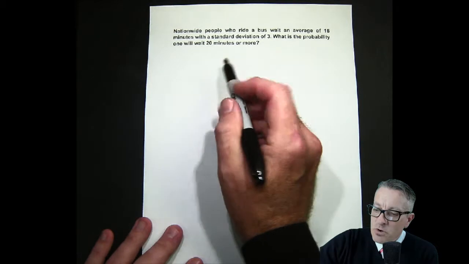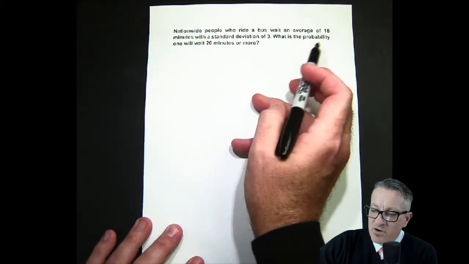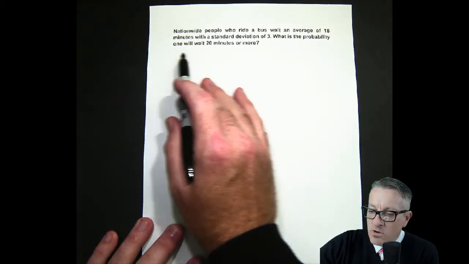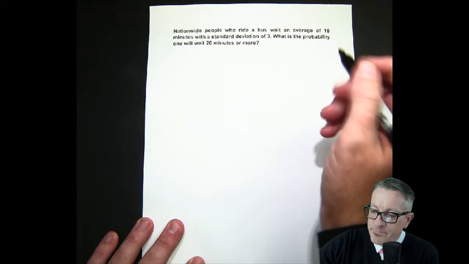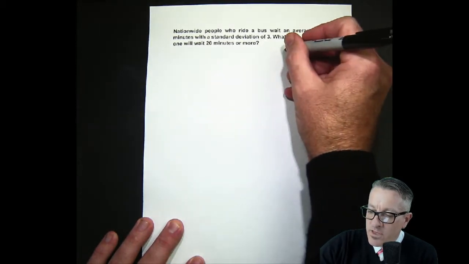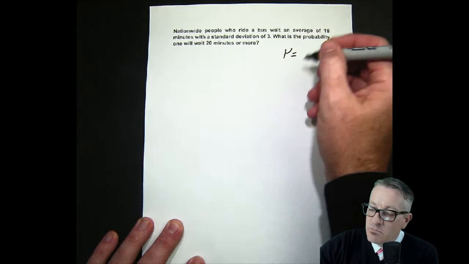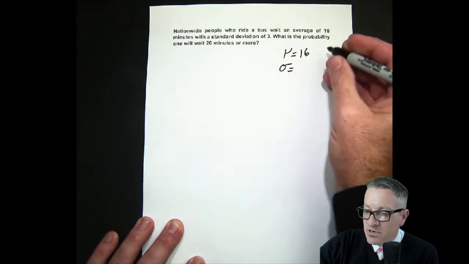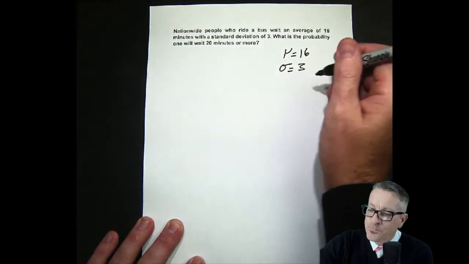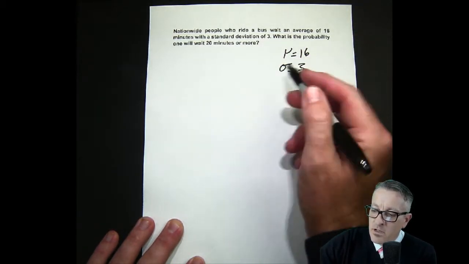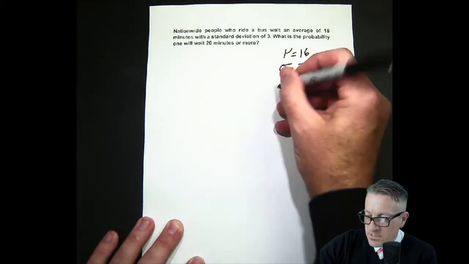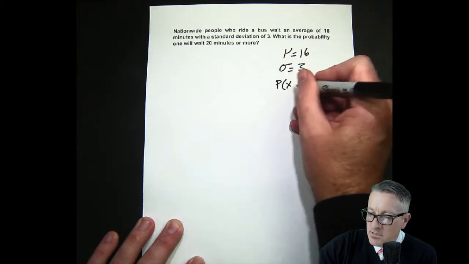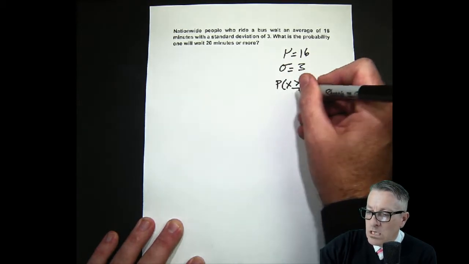Okay, so nationwide, people who ride a bus wait an average of 16 minutes with a standard deviation of 3. What is the probability one will wait 20 minutes or more? So let's write down what we know. We know that mu, our population mean, is 16, and our population standard deviation is 3. And we are going to write down our probability statement, which is we're solving for P where x is greater than or equal to 20.